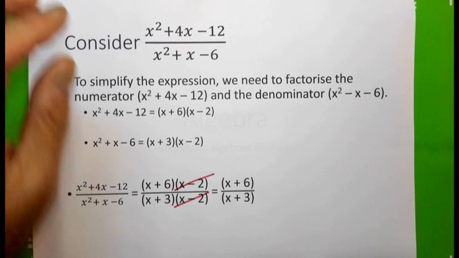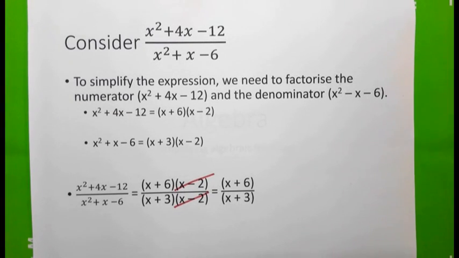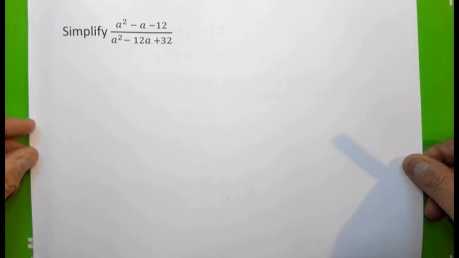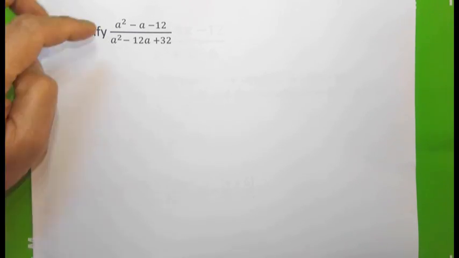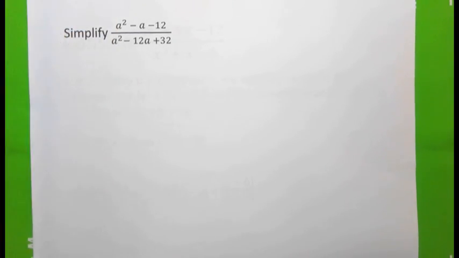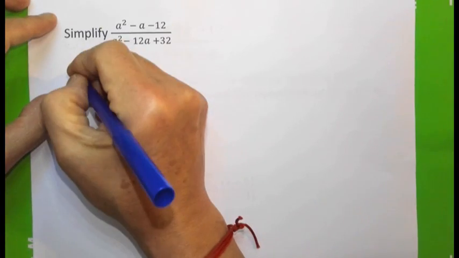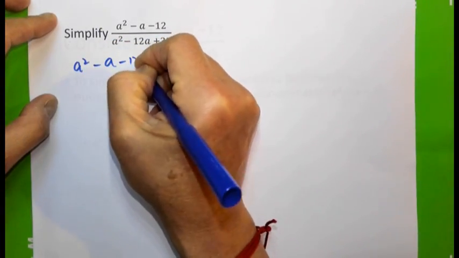To make it clearer, I'm actually going to do some examples. First, let's look at this. This example is a squared minus a minus 12 divided by a squared minus 12a plus 32. Right, how actually are we going to do this? We could actually factorize the numerator and then factorize the denominator. Let's first have a look at the numerator. a squared minus a minus 12.